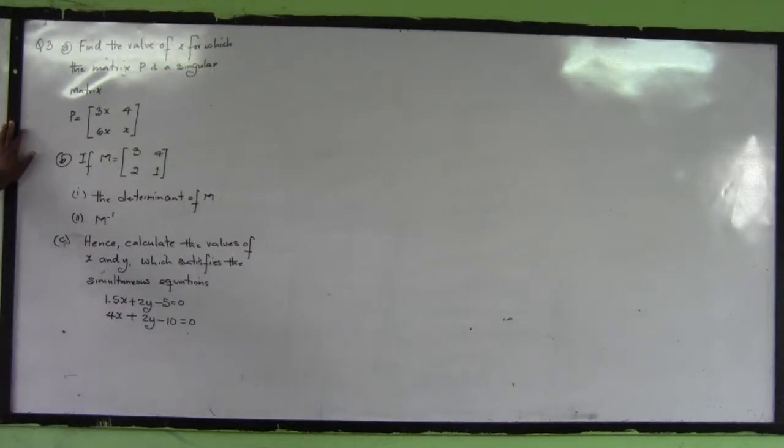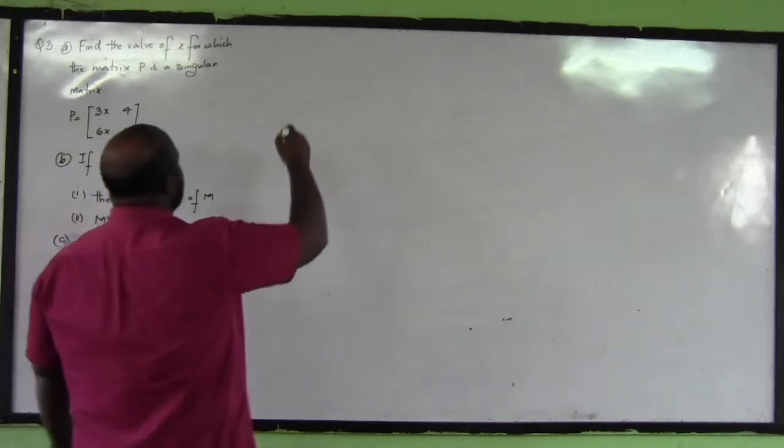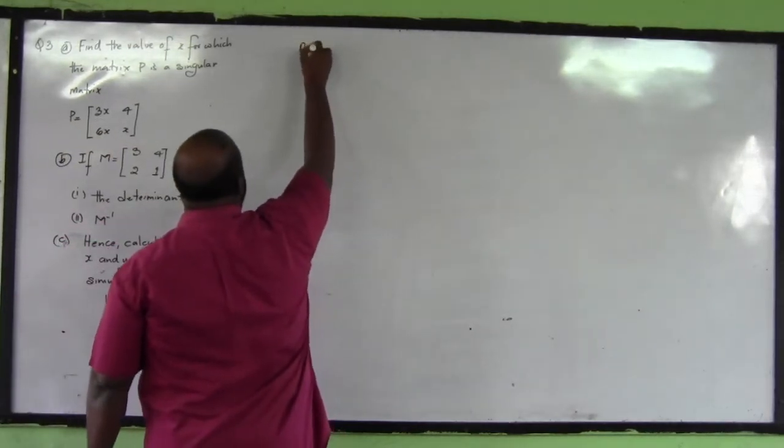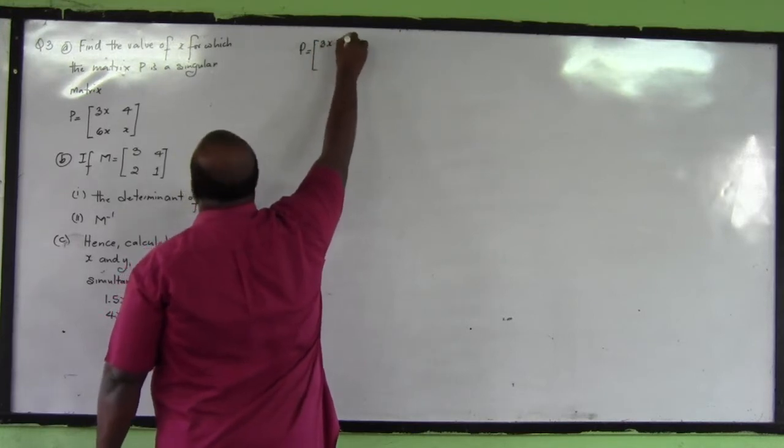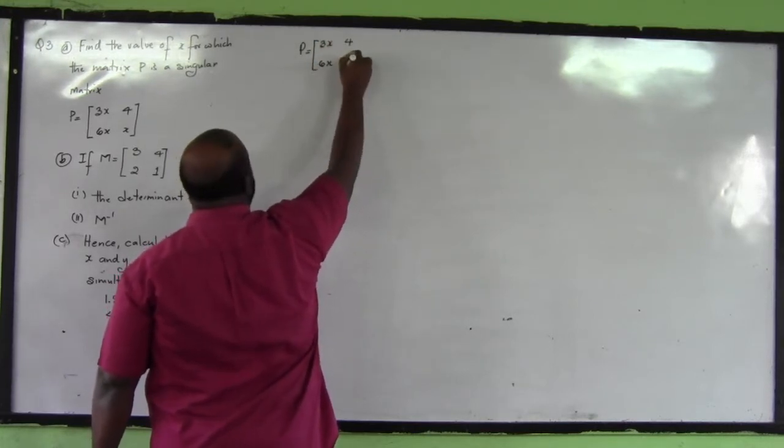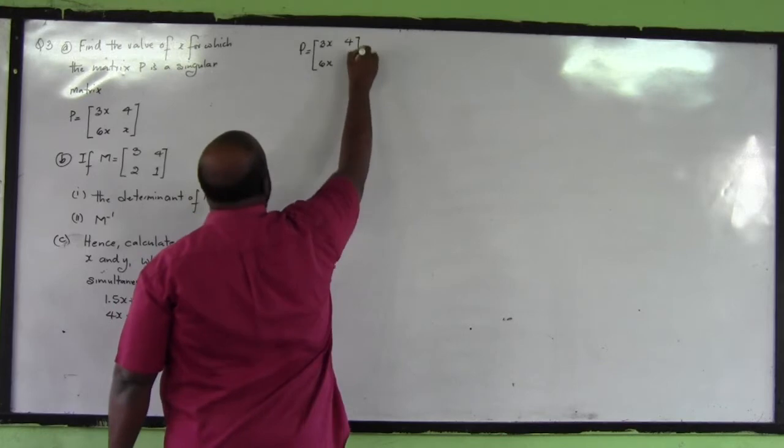Question number 3a says, find the value of x for which the matrix P is a singular matrix. A singular matrix is a matrix in which the determinant is equal to 0. So P is the matrix 3x, 4, 6x, x. Alright?